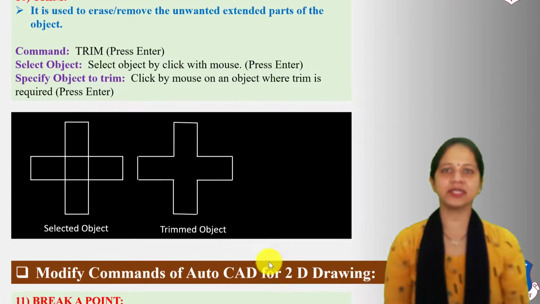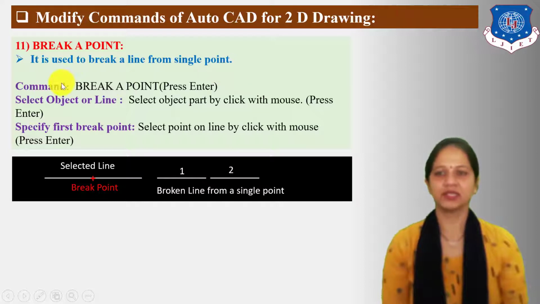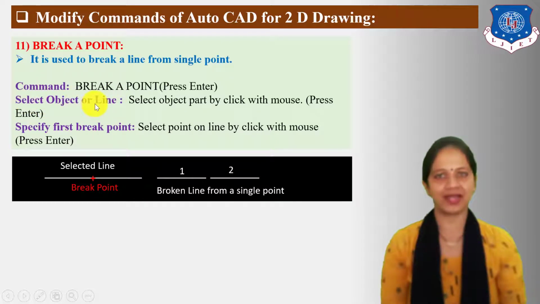Next, let us understand the break at point command. It is used to break a line at a single point. The command is break at point. So type break at point in the command area, then press enter. The next statement displayed in the command area is select object or line. So select the object or line part by clicking with the mouse, then press enter.